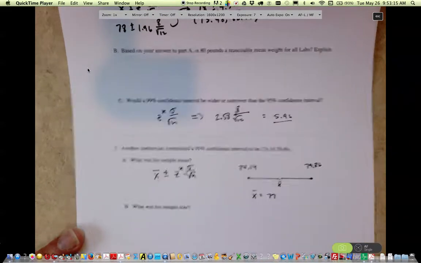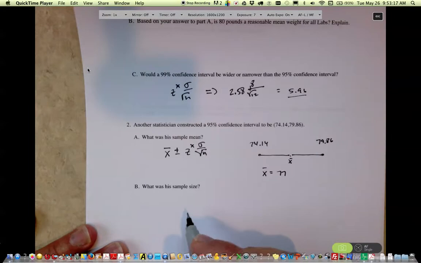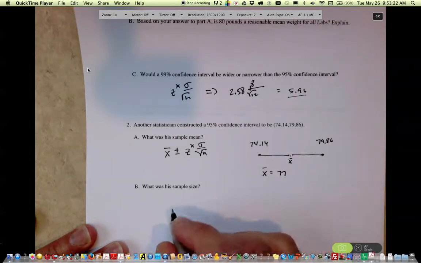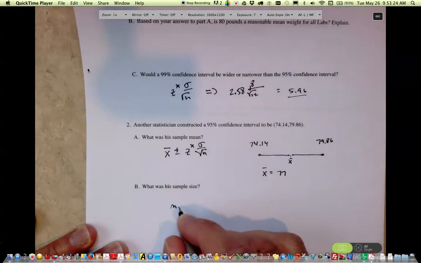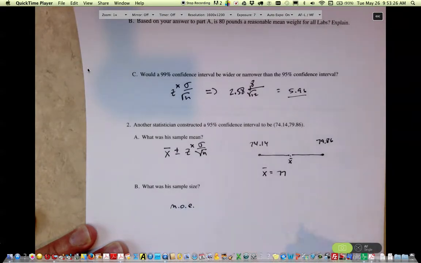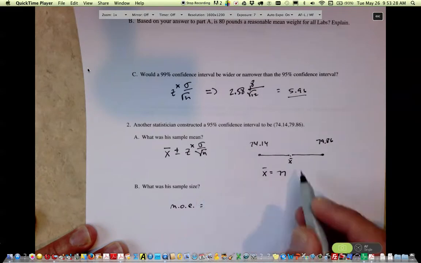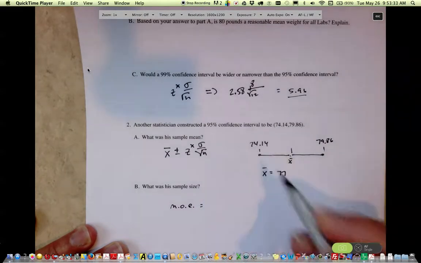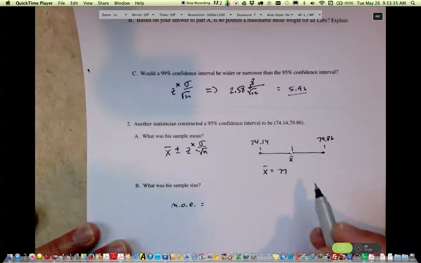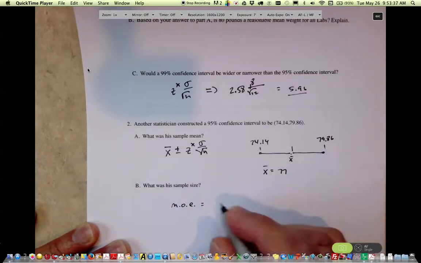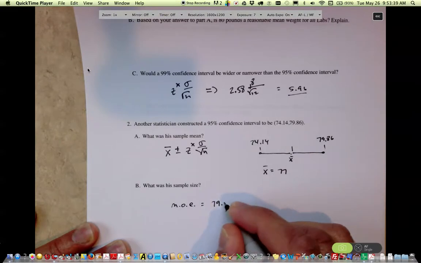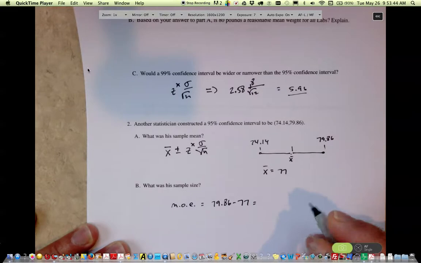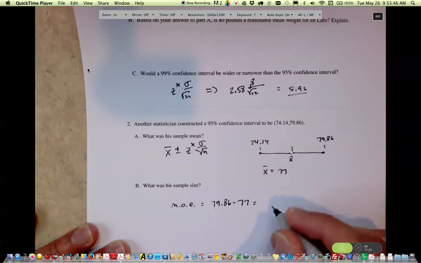Okay? All right, and then how big is the sample size? Well, if the sample mean is 77, the margin of error, let me abbreviate that with MOE, is going to be the distance from x bar to this upper value or from x bar to the lower value. Going from x bar to the upper value, we're going to end up with 79.86 minus 77. That's going to give me, what, 2.86?